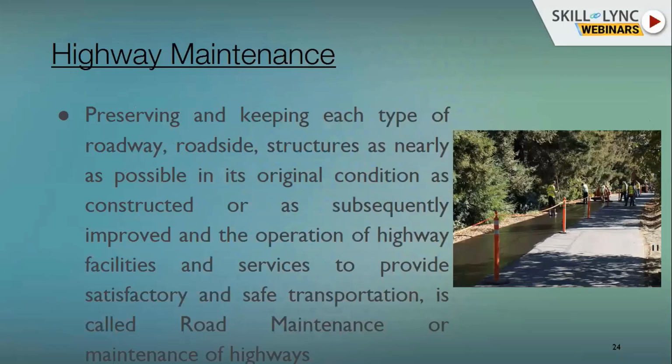So once we have all these parameters, road maintenance is one of the very important factors which controls the highway project as well. Because once we construct the road, maintenance means preserving and keeping each type of roadway and roadside structure as nearly as possible to its original condition as constructed. That will be the ultimate aim, but it can't be achieved 100%. But subsequent improvement and operation of highway facilities, and a service to be provided for satisfactory and safe transport, is called road maintenance. So basically, we will try to achieve the closest possible to the original condition.